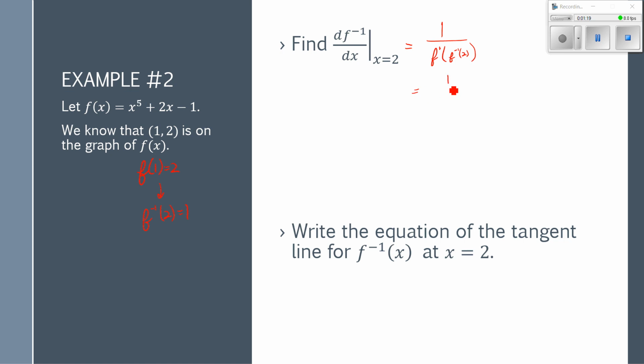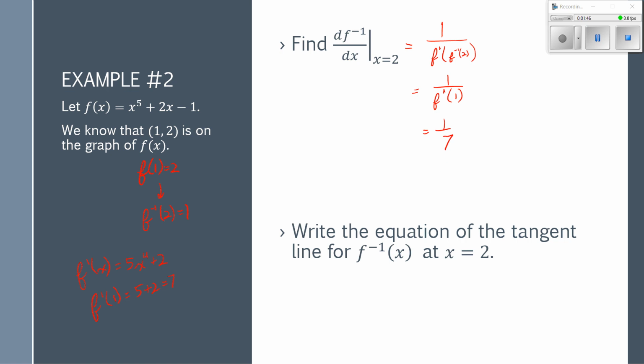So this is going to be 1 over f prime, and f inverse of 2 is 1. So I need f prime of 1. f prime of x is equal to 5x to the fourth plus 2. When I plug 1 into that, I get 5 plus 2, which is 7. So I get that the derivative of the inverse when x is 2 is 1/7.